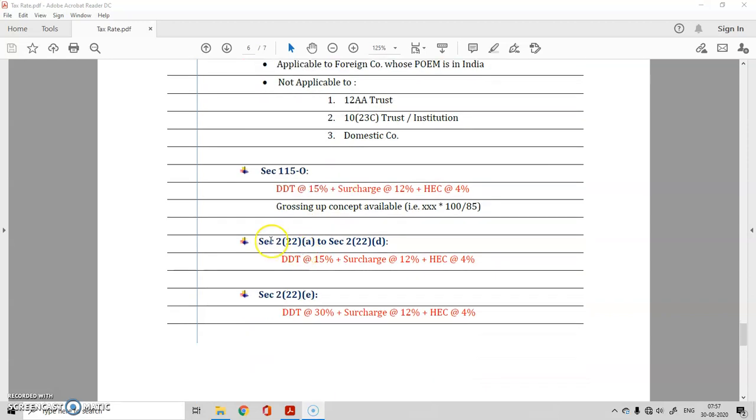Now, for sections 2(22)(a) to 2(22)(d), DDT would be leviable at the rate of 15% plus surcharge 12% plus health and education cess 4%.